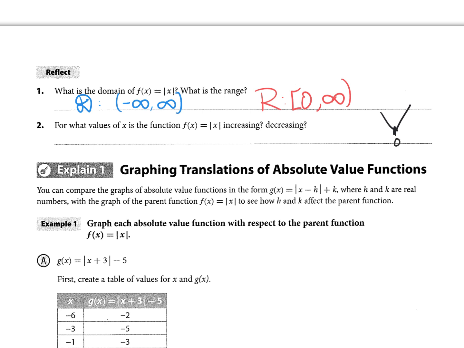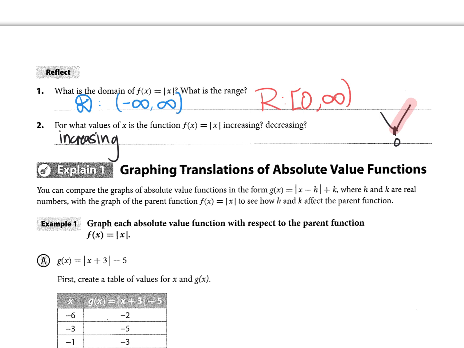So it says, for what values of x is the function f of x equals the absolute value of x increasing? The function increases when it has like a positive upward slope or trend. So it's increasing from 0 to infinity. It continues on forever. But it's not increasing at 0 or decreasing at 0. It stops. That's like a turning point.